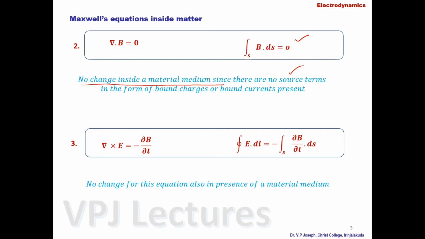Similarly is the case with the third equation, the curl equation, del cross E is equal to minus dou B by dou t, or closed line integral E dot dl is equal to minus surface integral dou B by dou t dot dS. Now in this equation also there is no source term present, so no change for this equation also in presence of a material medium. So the changes needed are for the first equation and the last equation. So let us examine what is the change needed for the next equation.